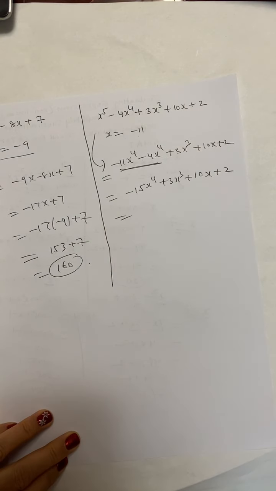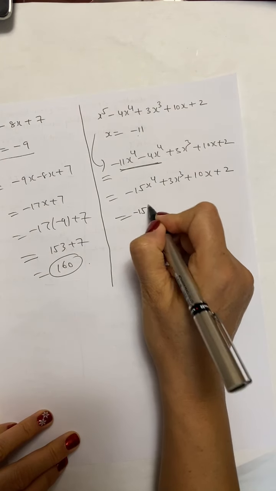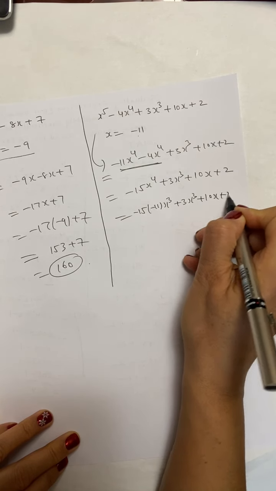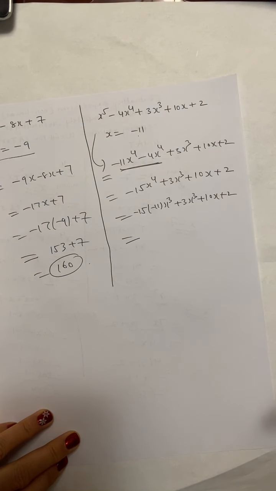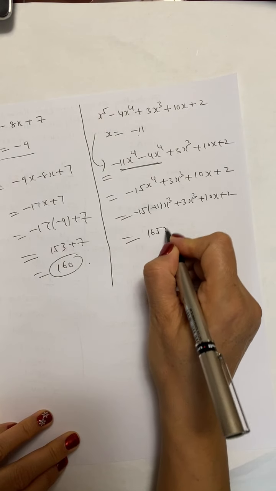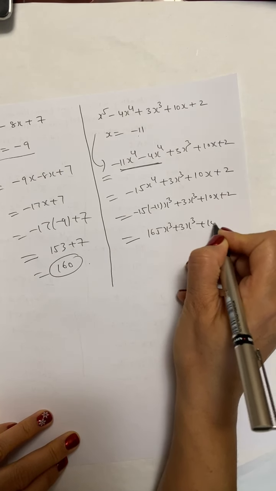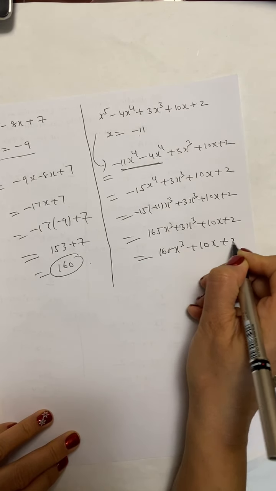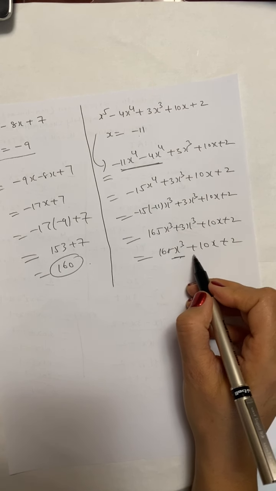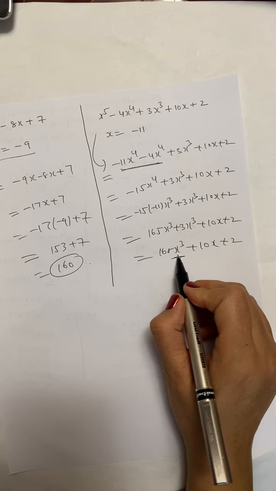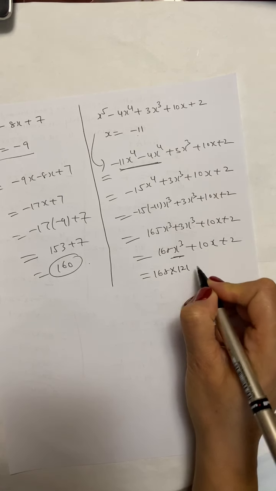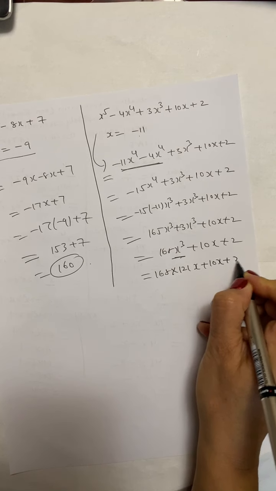And now again replacing x by negative 11. So x cubed, 3x cubed, 10x plus 2. So this is equal to 165x cubed plus 3x cubed, 10x plus 2. So you get 168x cubed plus 10x plus 2. Now be careful here because after x cubed, we have an x term. So we need to replace 2x by 11. So that gives me 168, 121x plus 10x plus 2.